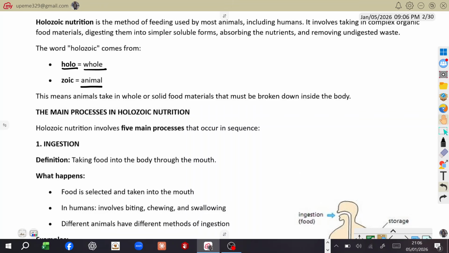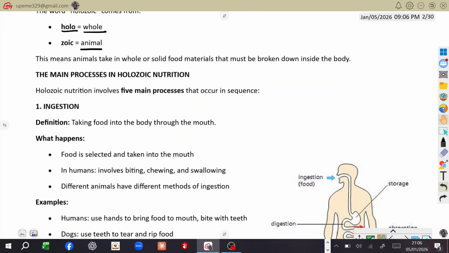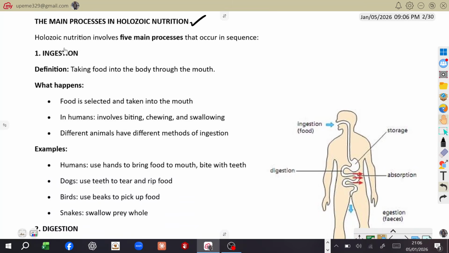Now let us talk about the main processes in Holozoic nutrition. What are the main processes according to the syllabus? Holozoic nutrition involves 5 main processes that occur in sequence. The number 1 process is ingestion. Ingestion is the taking of food into the body through the mouth.